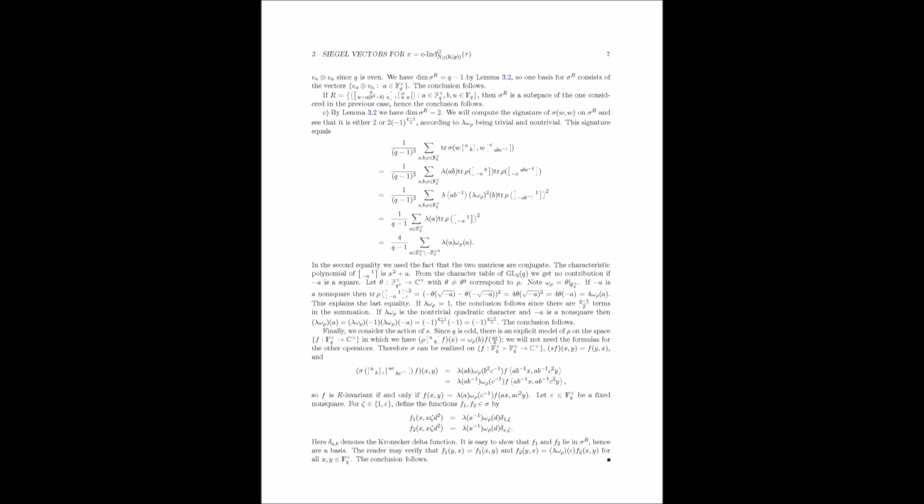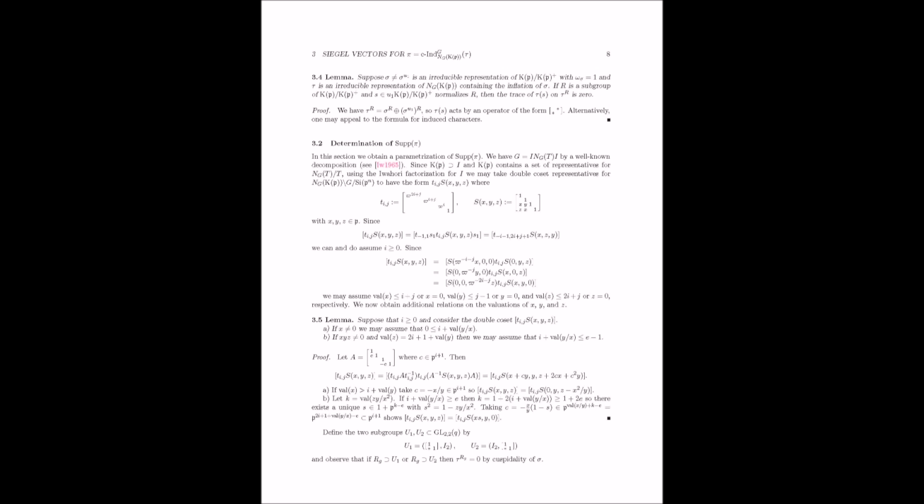Now, what about odd q? That's where part C of Lemma 3.3 comes in. From Lemma 3.2, we know that the dimension of rho restricted to R, where R is that familiar subgroup, is 2 in this case.